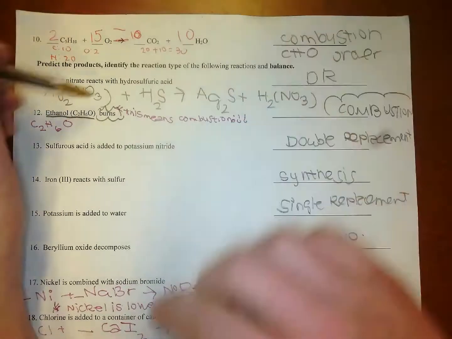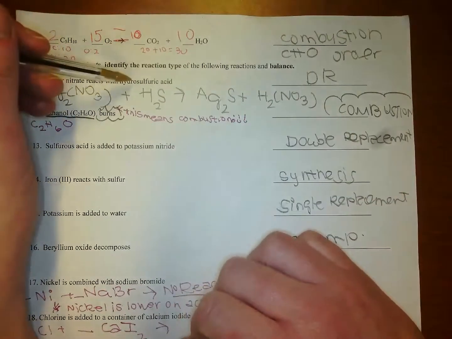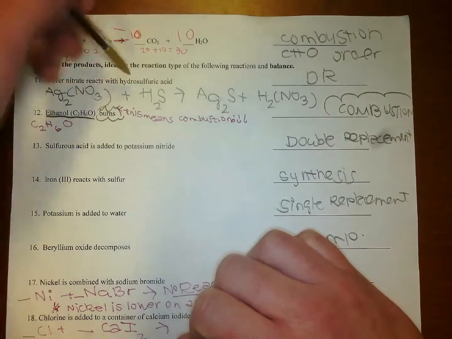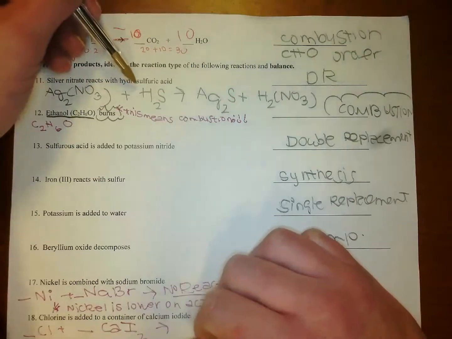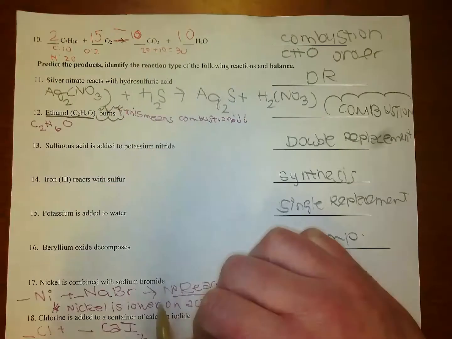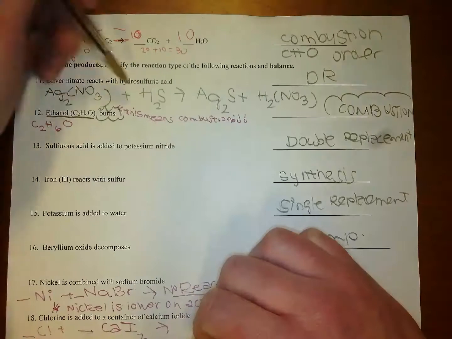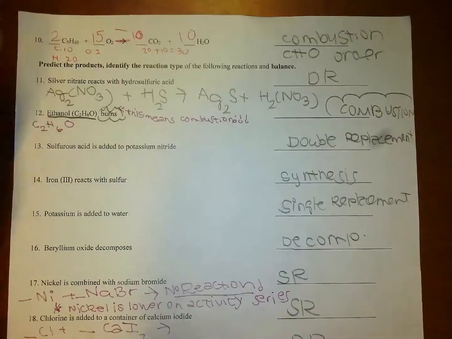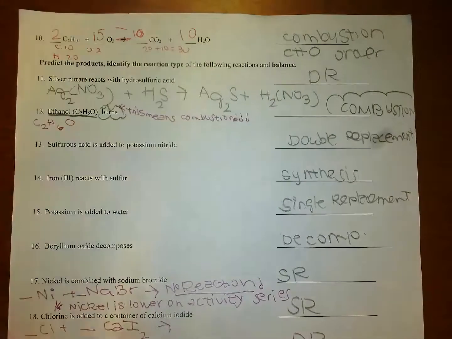All they do is switch partners. So now the hydrogen is paired up with the nitrate. Hydrogen acts like a metal in this case, and it gets the non-metal from the other side. So that's all we did here. They're just changing partners, like I showed you before with that A, B, C, D.